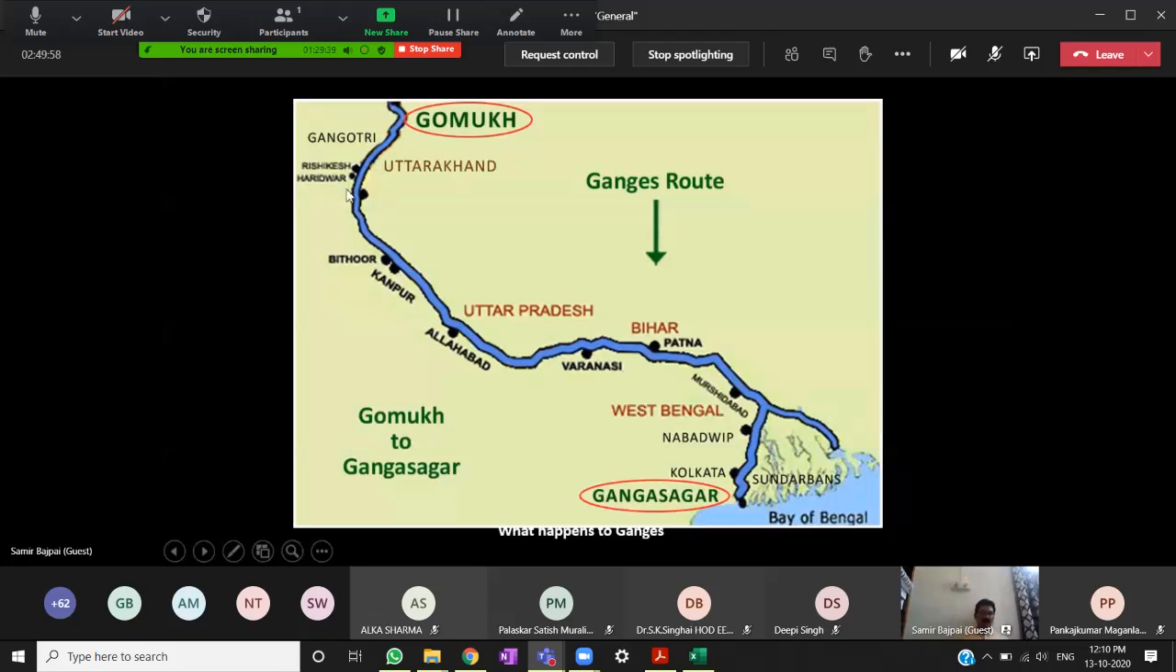So class A is the most pristine water, which you can directly take from the river. Chullu mein bharo aur pee lo, aachman kar lo. Nowadays, no water is class A water in India. All the water is class B, where you require sufficient treatment before you drink the water. So come Rishikesh, come Haridwar, then Bitur, Kanpur, Allahabad, Varanasi, Patna, until you dispose it off in the Bay of Bengal.